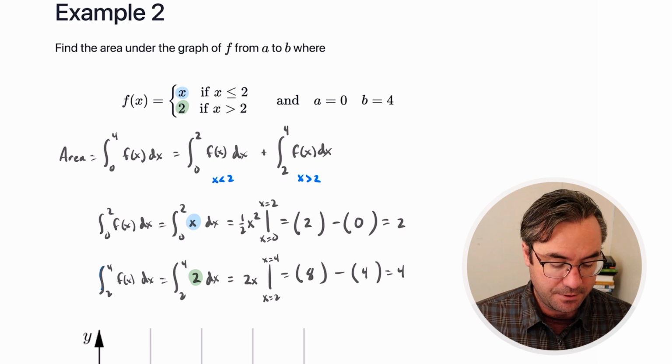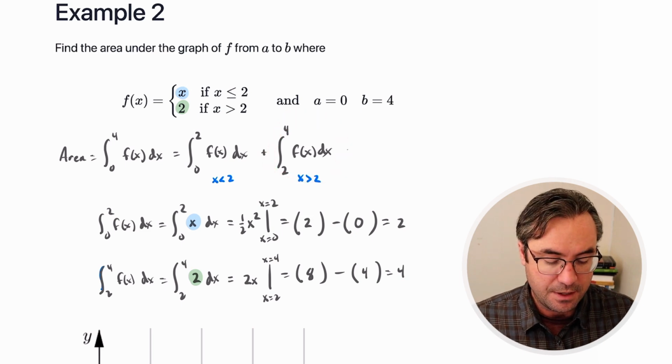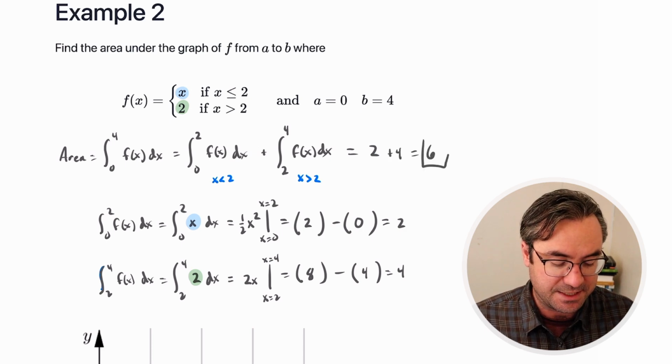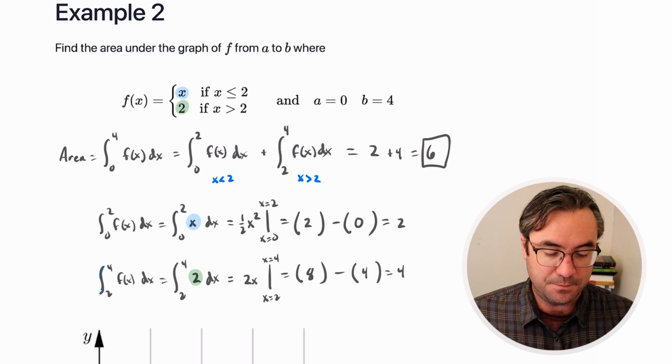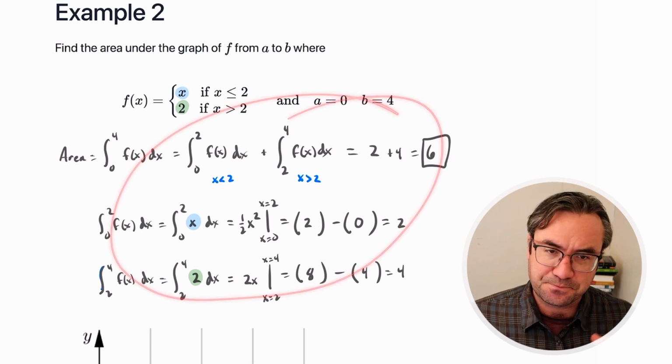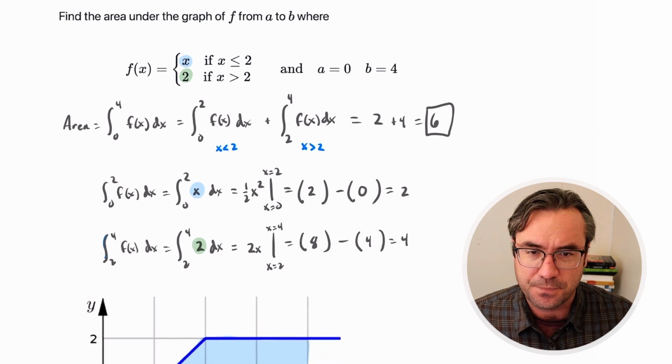So what we found here is 2 separate values. We found the value of this first integral, we found the value of the second integral, and now we can just kind of put these together. And we get 6 as our area. All right, so this is done with integration. But like I said, there's some simple geometry at work as well.